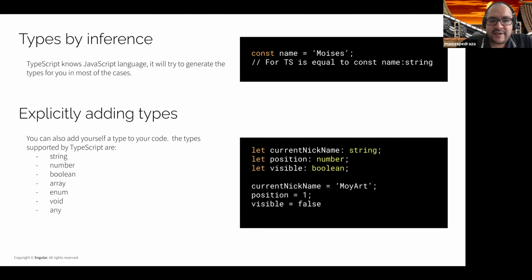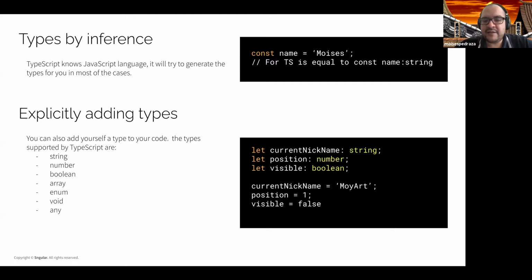For TypeScript, const name equal Moises is equal to const name colon string, which is the next thing that we are going to see, how to explicitly add types. In TypeScript, you can also add yourself a type to your code. The types supported by TypeScript are string, number, boolean, and array, which are just vanilla JavaScript, but it will add you more. It will let you add enums, enumerated values. It will add you void, and it will let you add any.